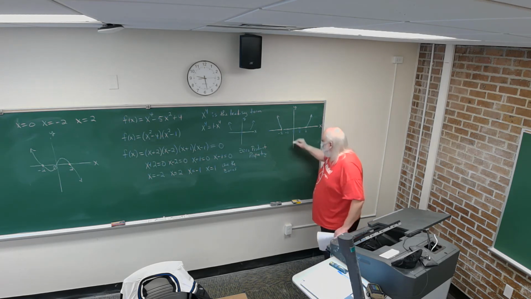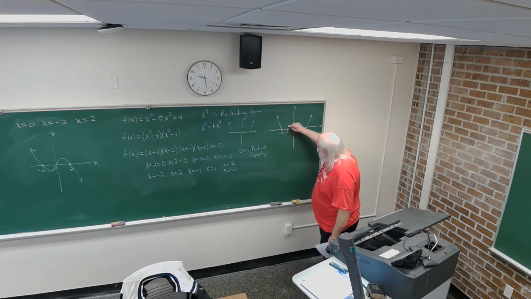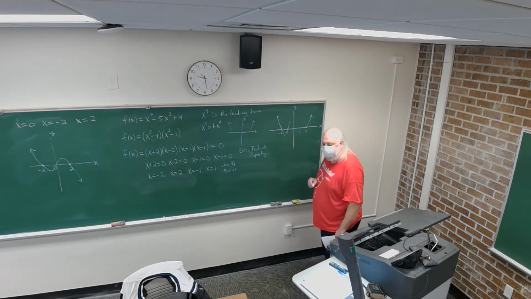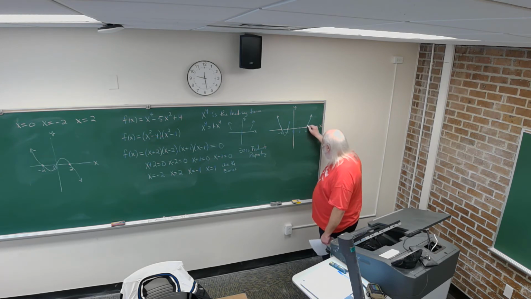And minus 1 is an x-intercept. So the graph's got to come down, form a turning point, and then go up and cross the x-axis. And over here, going from right to left, the graph crosses the x-axis, forms a turning point, and then goes up.